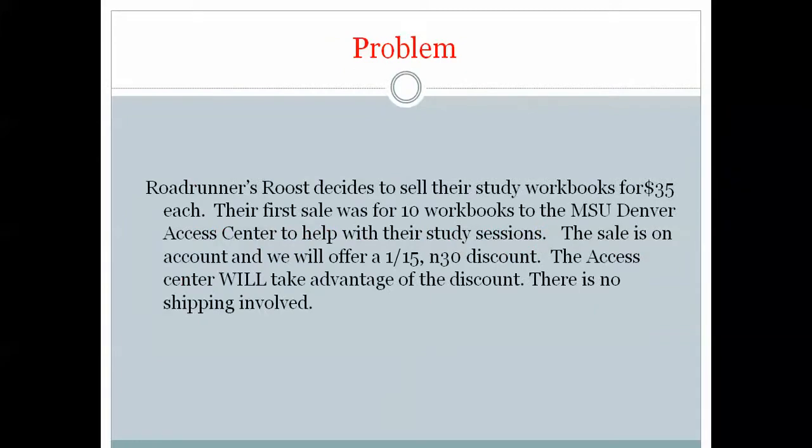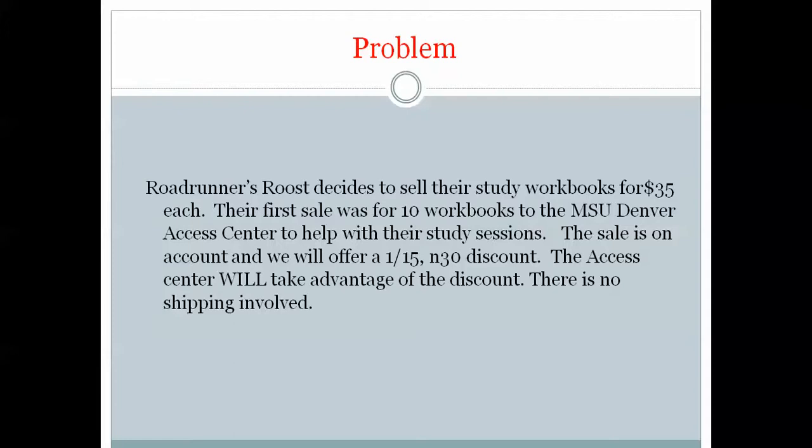So in order to do this, we're going to continue with the problem of Roadrunner's Roost. And Roadrunner's Roost had to make a decision of how much to sell their study workbooks for. And they decided that they would sell the workbooks, their $25 original cost on the workbooks, for $35 each. And their first sale was going to be for 10 workbooks to the MSU Denver Access Center. And the Access Center was going to use these workbooks to help in their study sessions. The sale will be on account.